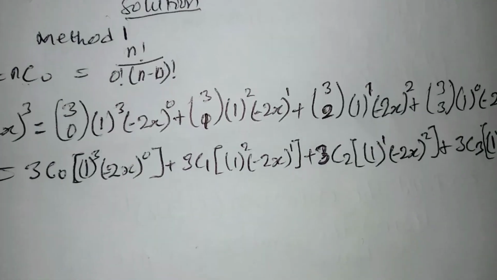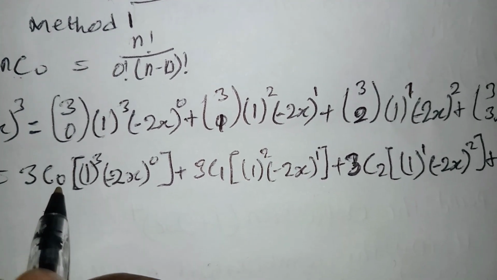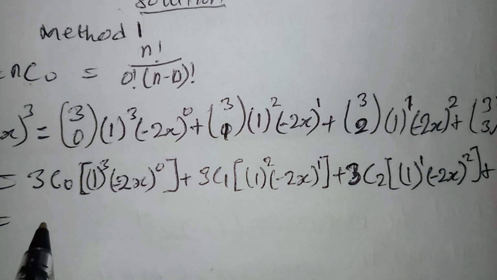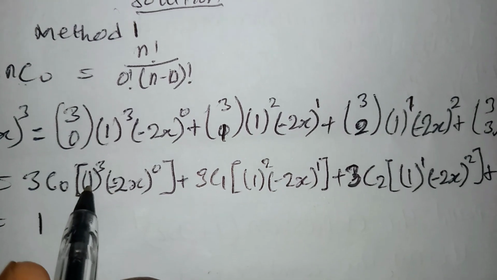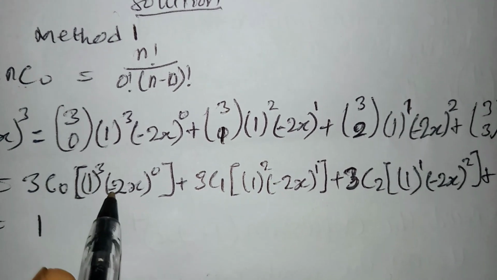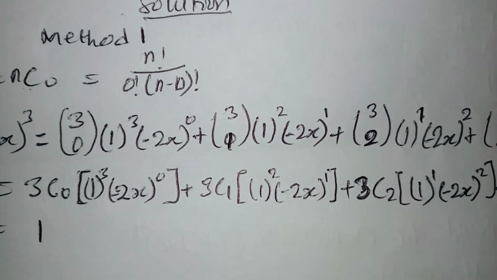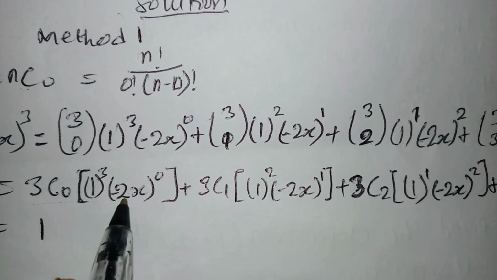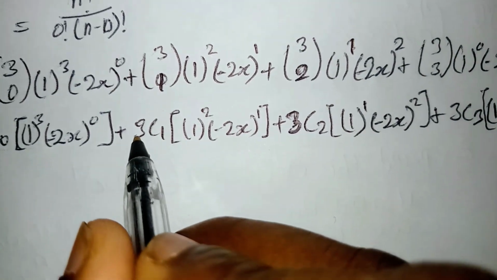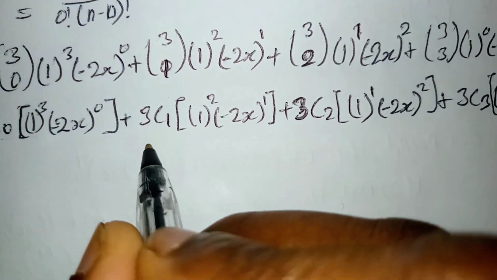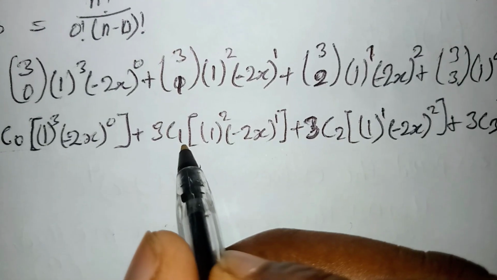Having done this, 3 combination 0 is always 1. That will be multiplying by everything here. 1 exponent 3 is still 1. Negative 2x exponent 0, you know any number exponent 0 is 1. And the entire expression here will give us 1. The next term here, 3 combination 1, will give us 3. You can verify that on your calculator.